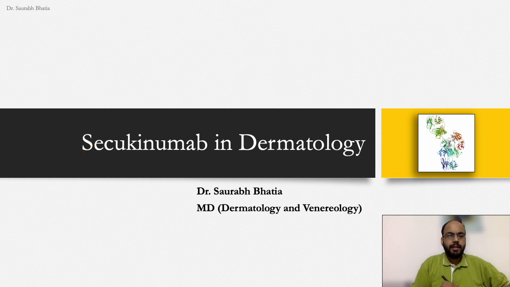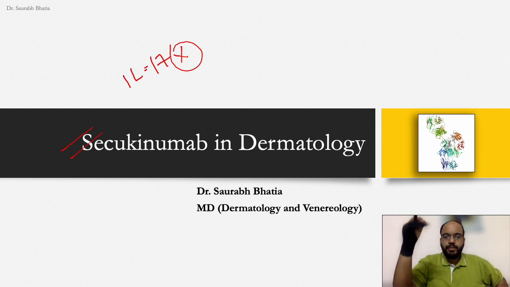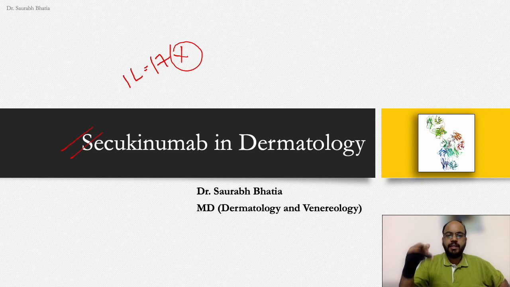Just let me write it again. It is interleukin 17 inhibitor. Okay, so if you recall, and if you have seen my presentation on pathomechanism of psoriasis, you would understand why we are discussing it this way. So it starts with TNF alpha, which in turn activates interleukin 23, which in turn activates interleukin 17.